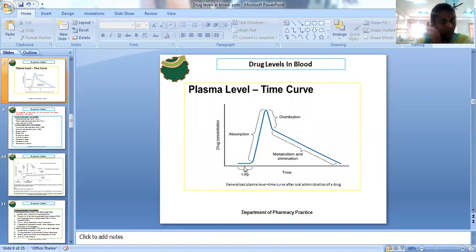Here is a continuation of the previous video. Here is the generalized plasma concentration time profile. Initially, at the zero time point, there is no concentration of the drug in the body; the drug will not be present in the blood.